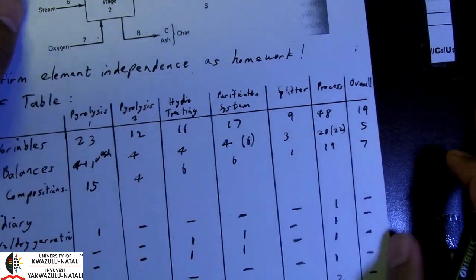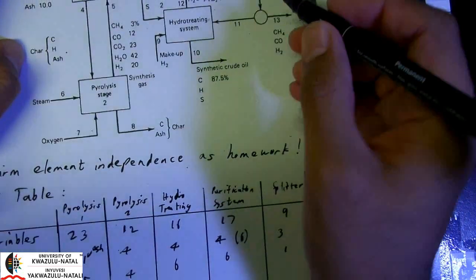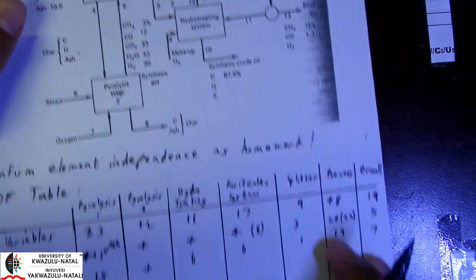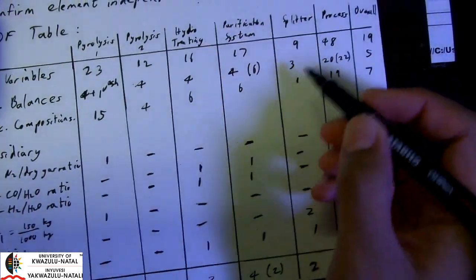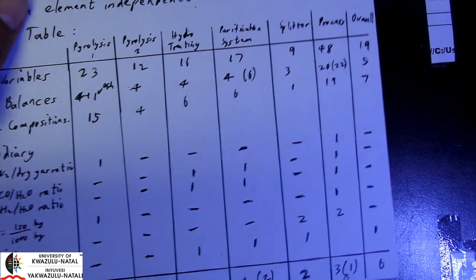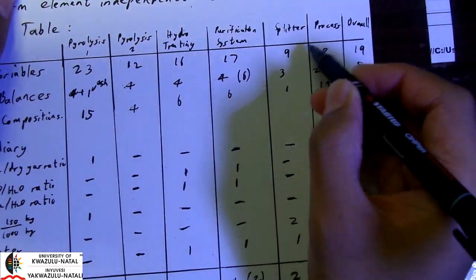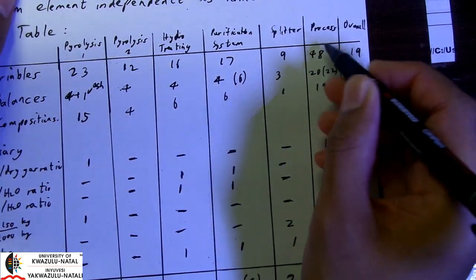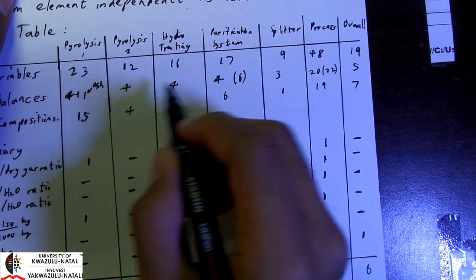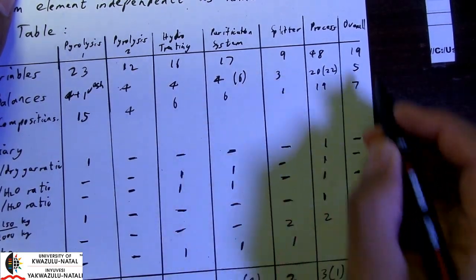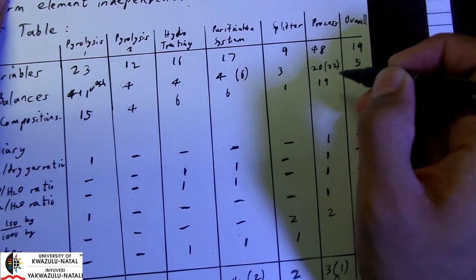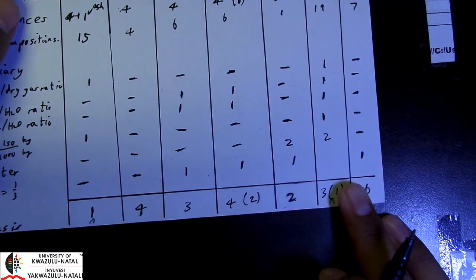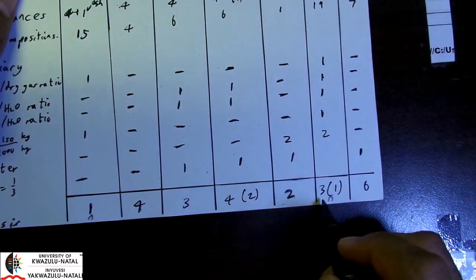And now we can easily look at our splitter. That's perhaps the easiest unit of them all in this process. 9 variables with our splitter restrictions, 3 balances because there are 3 different elements. And for our process, we count for every stream, so it adds up to 48. I encourage you to check this. We can add up our balances to 20, and take note of all of our specified compositions and subsidiary relations. And initially we end up with a process degree of freedom of 3.